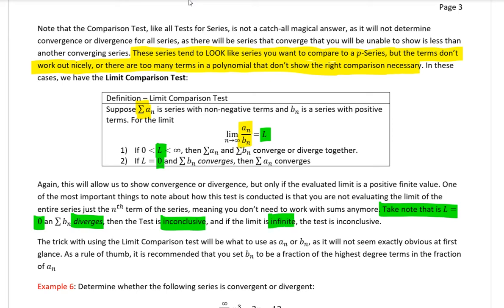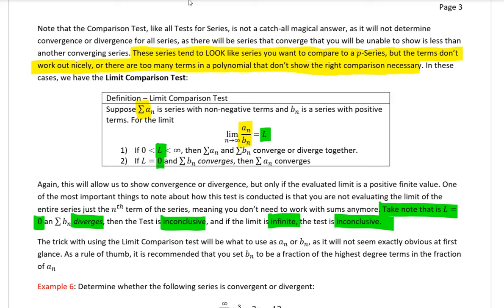And if the limit is infinite, the test is also inconclusive. So it doesn't help us if the limit is either 0 and b sub n diverges, or if the limit is infinity at all. In either of those cases, that would mean you need to do another test. The test that we have here didn't do the trick.